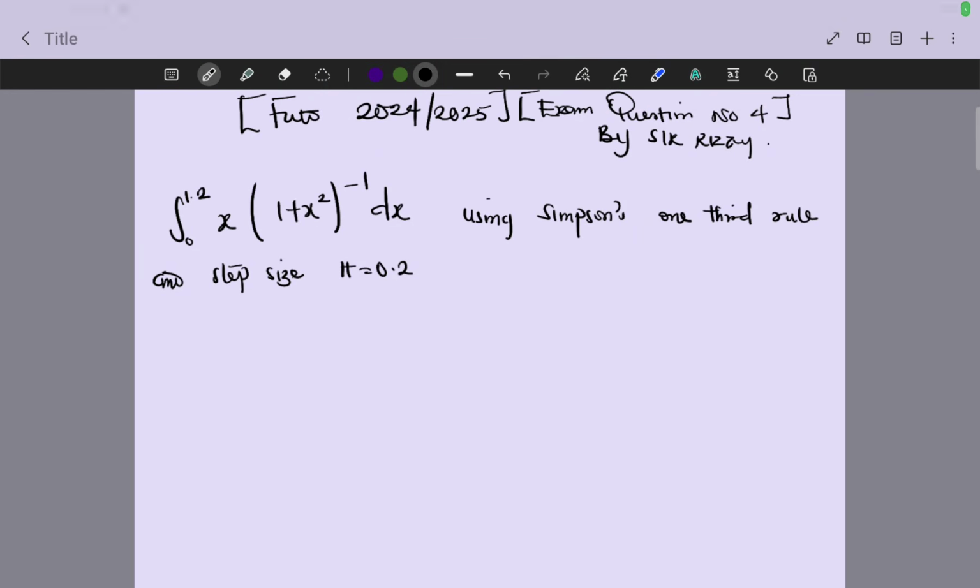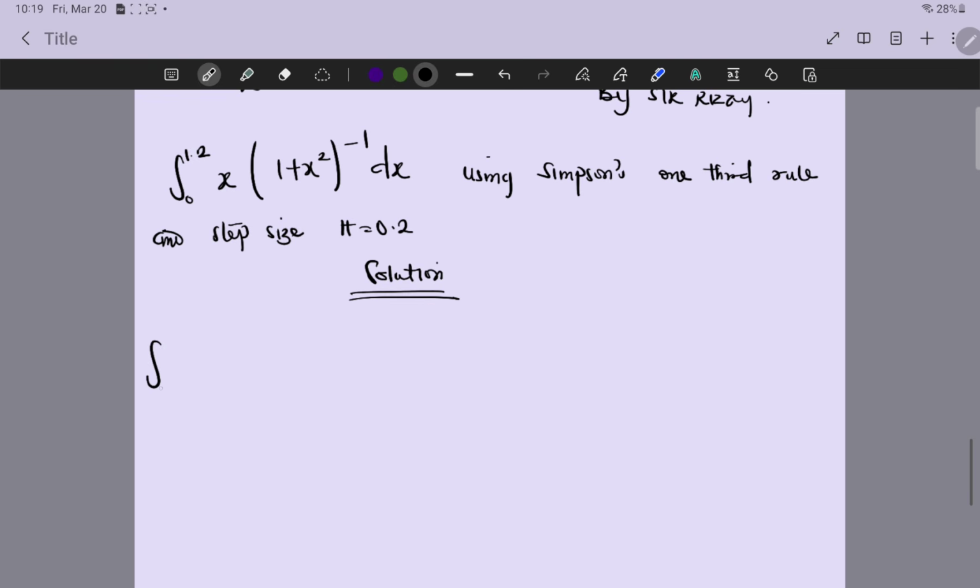Solve a question here right now. It says evaluate. This is a FUTO exam question. We are solving question number 4. It says evaluate using Simpson's 1/3 rule the boundary integral from 0 to 1.2 of x into bracket. So, solution. Let's quickly do that without wasting much of our time.